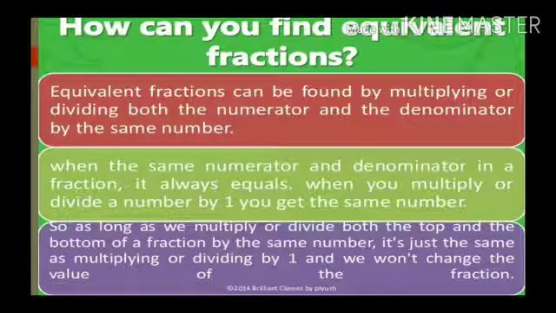Now, how can you find an equivalent fraction? An equivalent fraction can be found by multiplying or dividing both the numerator and denominator by the same number. When the numerator and denominator in a fraction are the same, it always equals 1. When you multiply or divide a number by 1, you will get the same number.